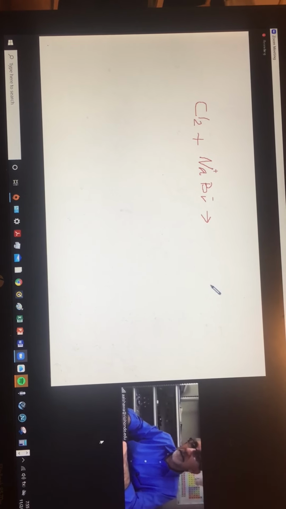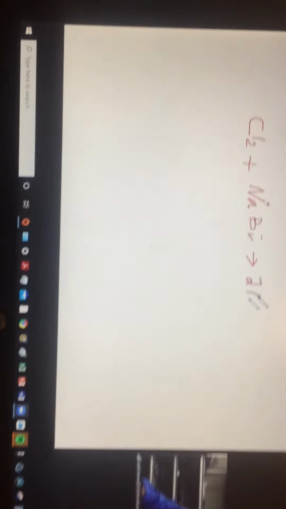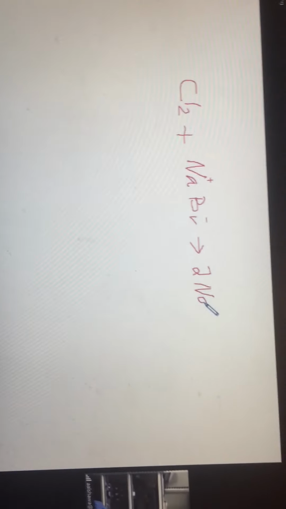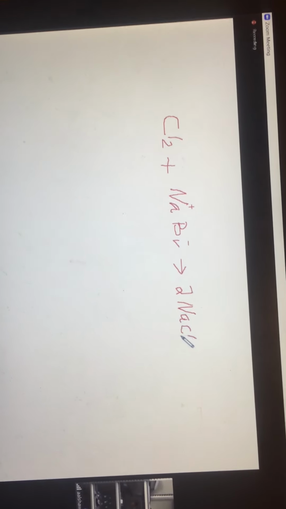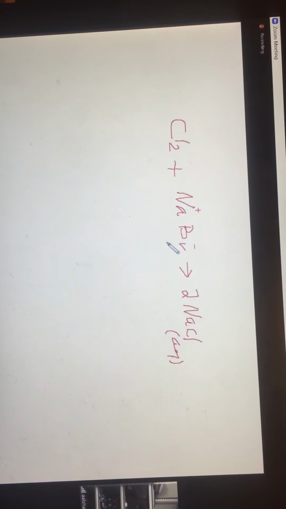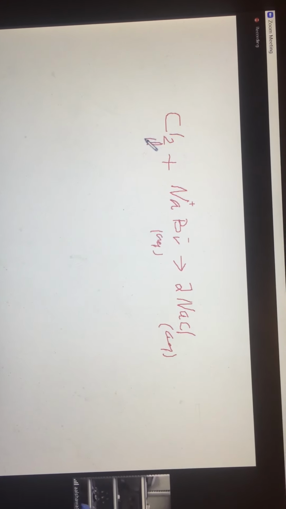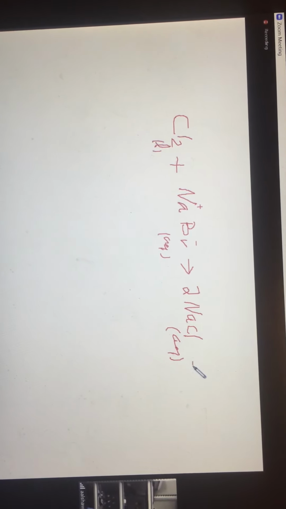So on the right-hand side, I could write the following: 2 sodium chloride, aqueous, and this is just, let's say, liquid, plus the bromine.